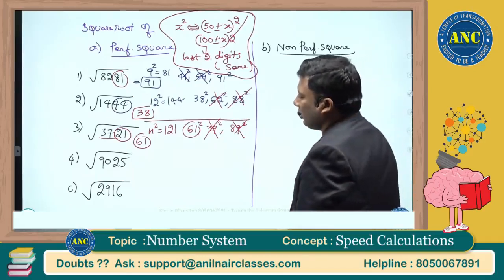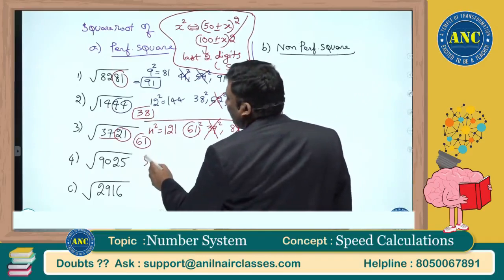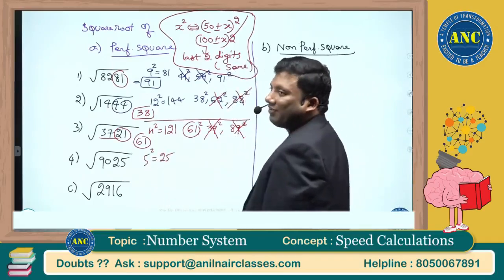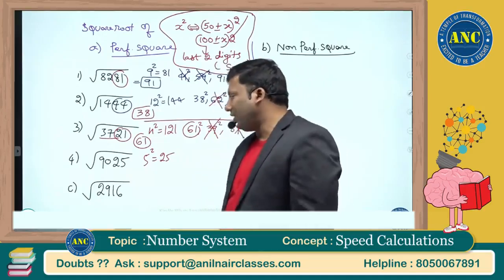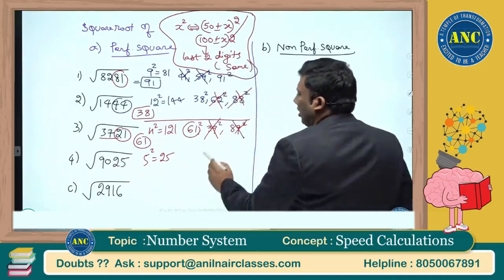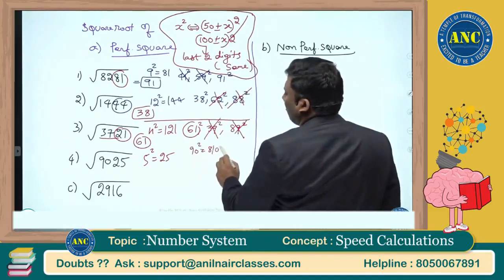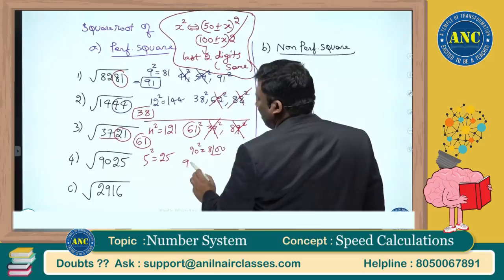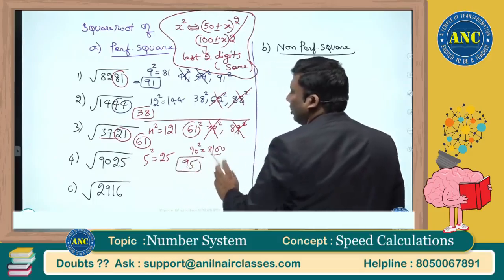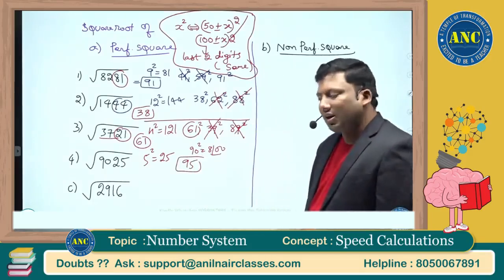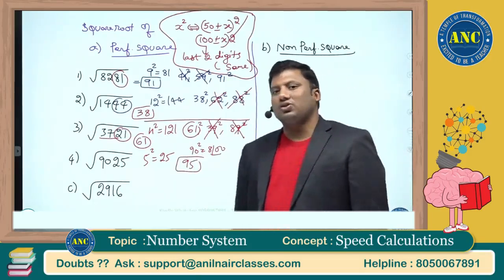9025. 5 square is 25, so all the values will have 25. Now if you see, 90 square is 8100. This number is greater than 8100. The answer is 95. Idea clear?